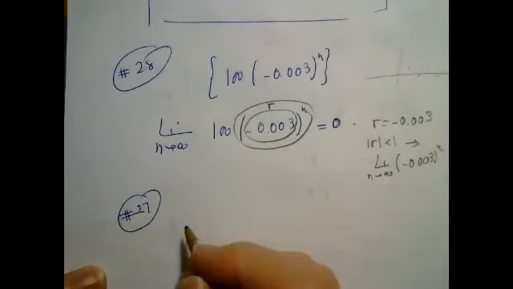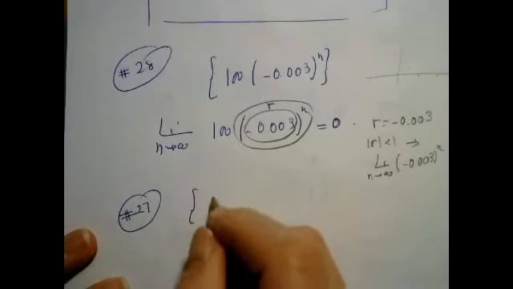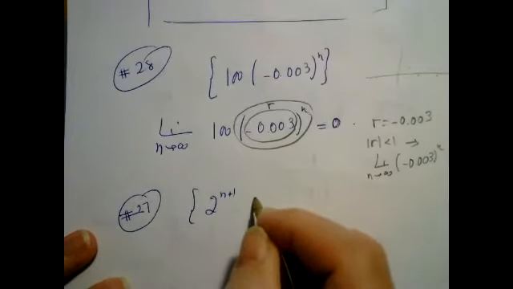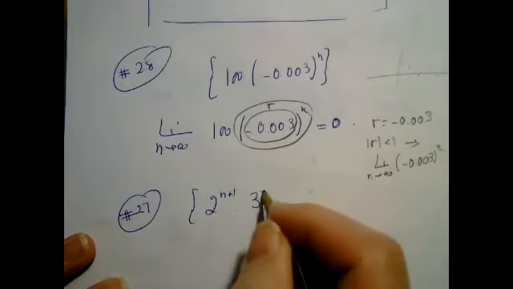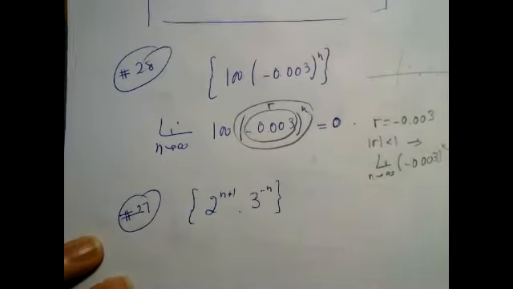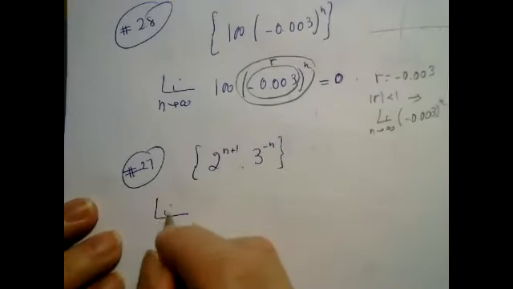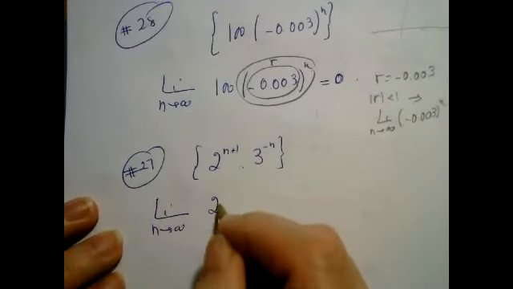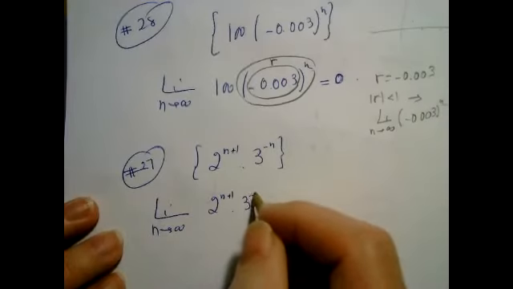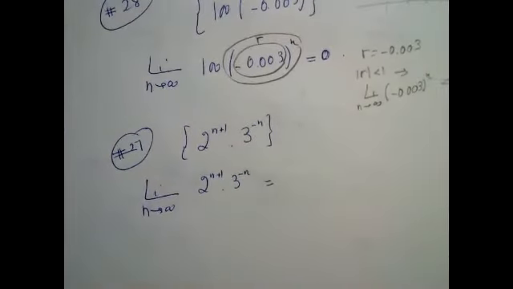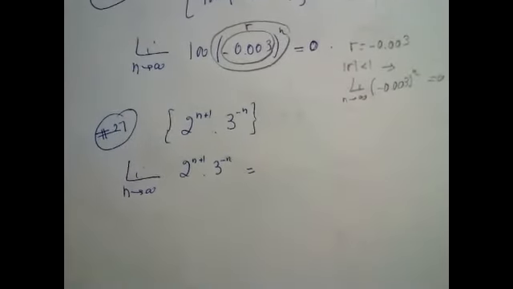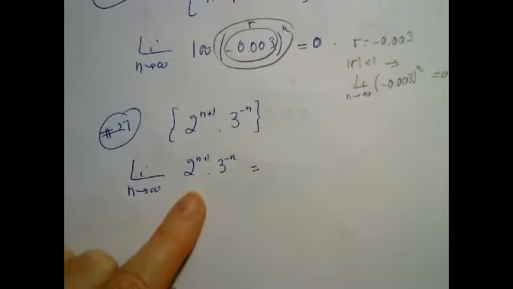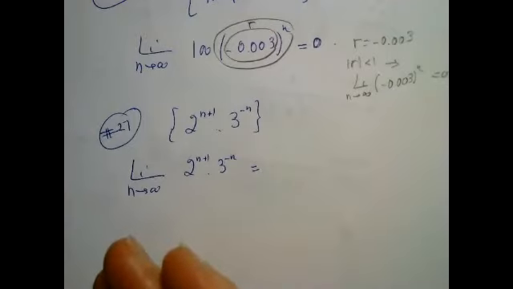Now number 27, again, I will do that. So 2 to the n plus 1 times 3 to the minus n. Okay, and the question is, find the limit as n tends to infinity of this sequence. Again, I did that yesterday. I want to know. And remember, if you give me an answer without explanation, I won't give you credit. So it has to be explained clearly.